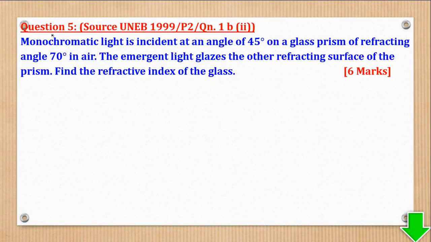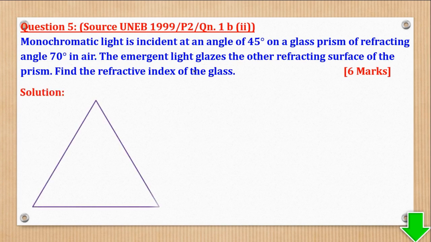That was question 4. Now question 5 came from UNEB 1999 paper 2 question 1B and says, monochromatic light is incident at an angle of 45 degrees on a glass prism of refracting angle 70 degrees in air. The emergent light glazes, you know this word glazes, the other refracting surface of the prism. Find the refractive index of glass. So still we shall make our sketch.